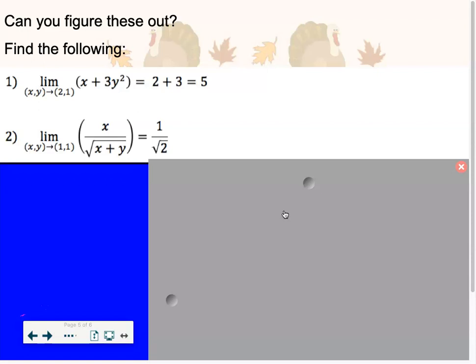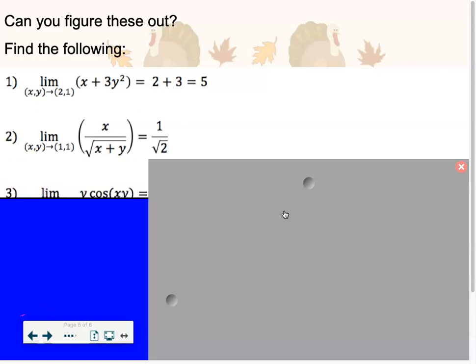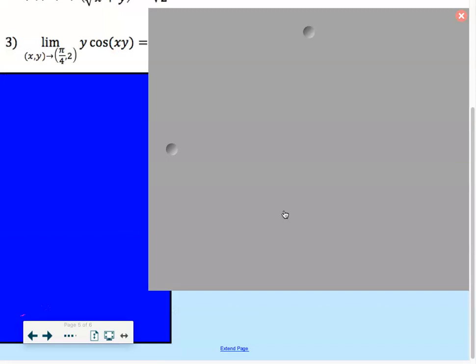All right. This one, where would we have a problem with this one? If it was approaching 0, 0, right? Then we'd have a problem. Okay.